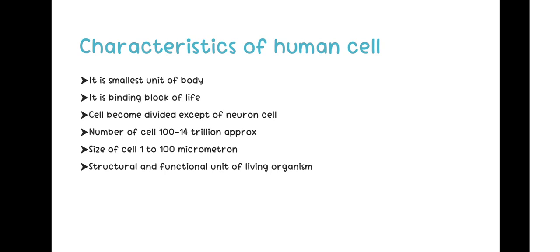Characteristics of the human cell. It is the smallest unit of the body. It is the building block of life. Cells divide except the neuron cell. That means all human cells can divide and make daughter cells except the neuron cell. The number of cells is approximately 100 trillion to 14 trillion. The size of a cell is from 1 to 100 micrometre. It is the structural and functional unit of a living organism.